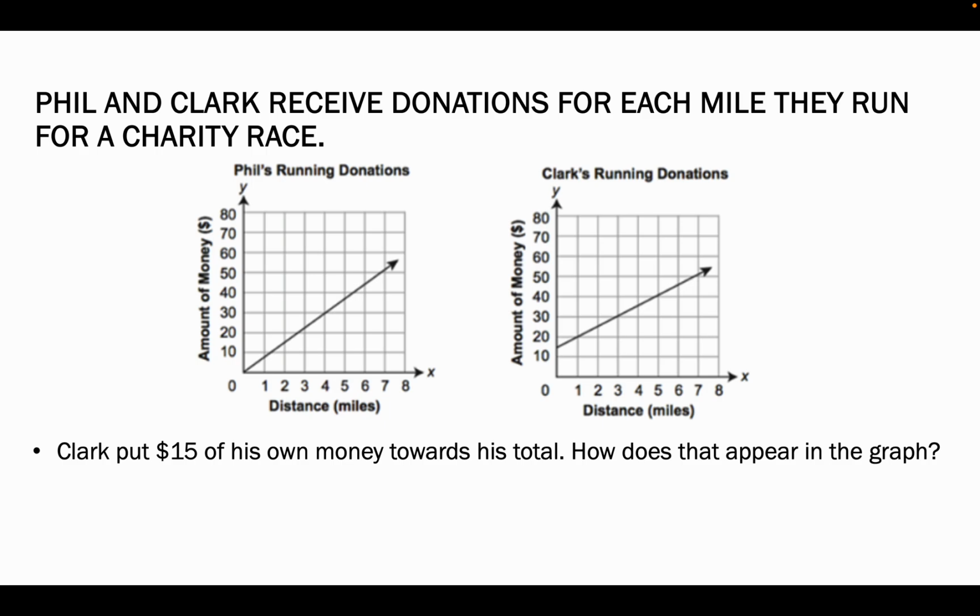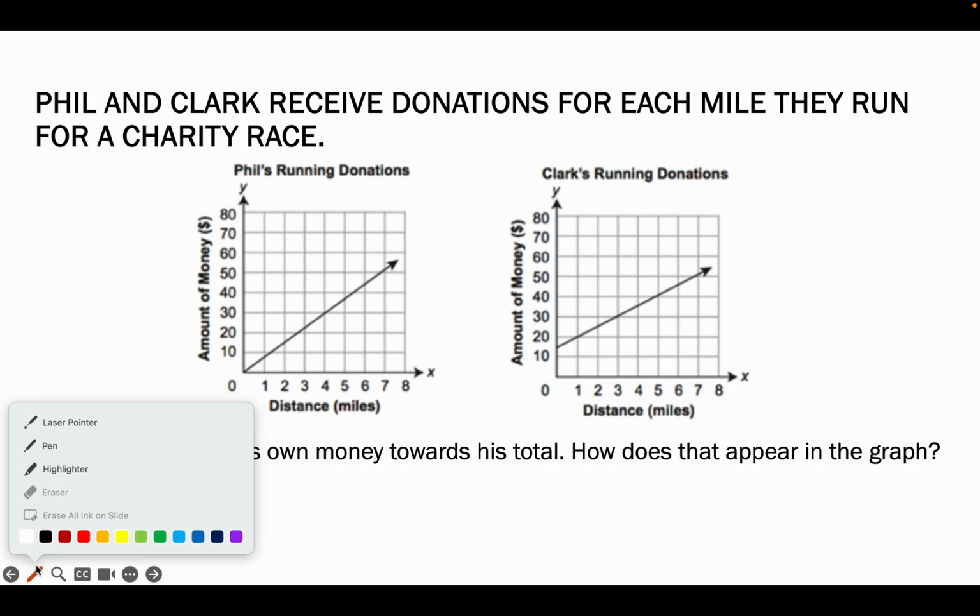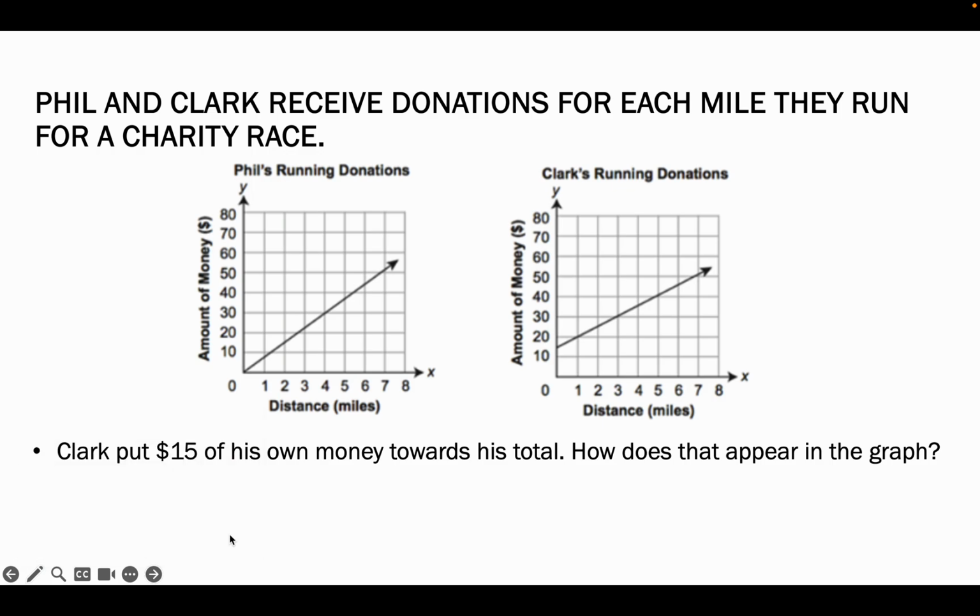Let's answer a few questions before we get started. Phil and Clark received donations for each mile they run for a charity race. If Clark put $15 of his own money towards his total, how does that appear in the graph? You can see that Phil starts with $0, while Clark starts at that $15 mark.